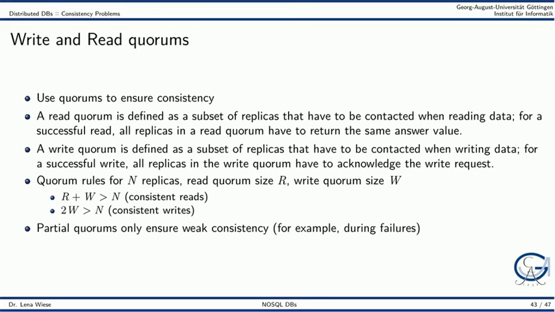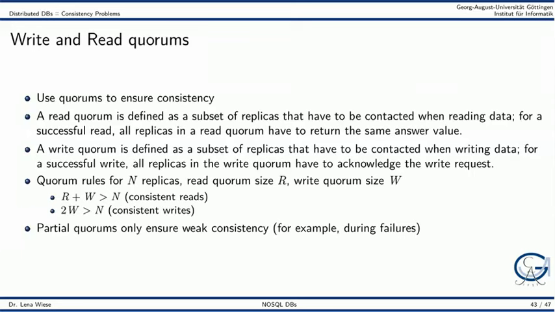To ensure strong consistency, some distributed systems use write and read quorums. The read quorum is the subset of replicas that are contacted when accessing some data with a read request. For a successful read, all of these replicas in the read quorum have to return the same value. Similarly, there is a write quorum, a subset of those replicas that are contacted during a write request. For a successful write, all replicas in the write quorum have to acknowledge the write request. Strong consistency can be achieved by two quorum rules.